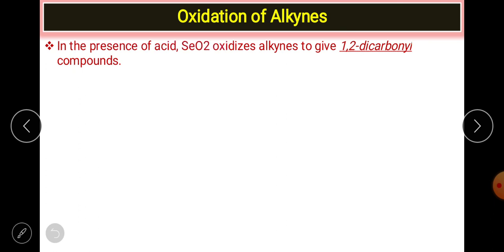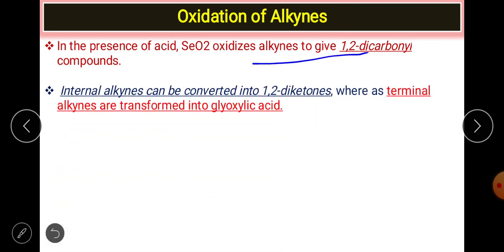Now for alkynes, in the presence of acid, that is H2SO4, selenium dioxide oxidizes an alkyne directly into a 1,2-dicarbonyl compound. There are two types of alkynes: internal alkynes and terminal alkynes. Internal alkynes directly convert to 1,2-diketones, while terminal alkynes are converted into glyoxylic acid, basically CO and COH.